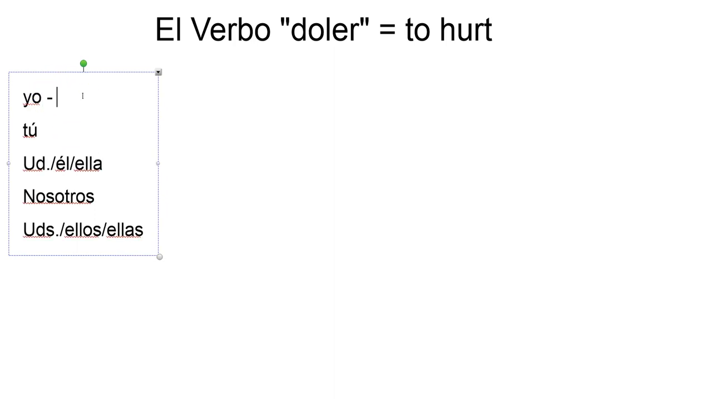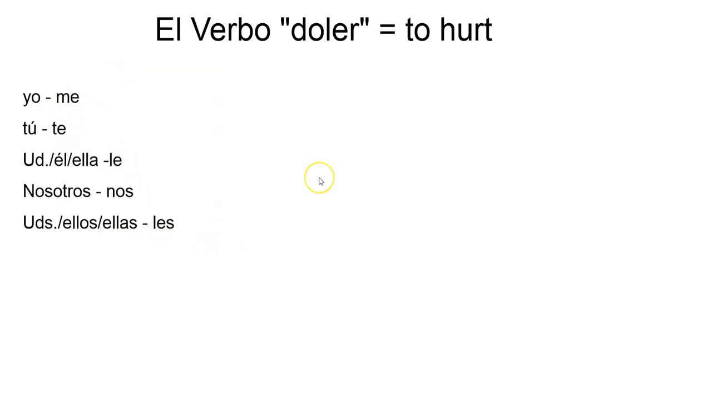Instead of yo, we're going to say me, and we've seen that before. Instead of tú, we're going to say te. We may have seen that before. Instead of usted, él, or ella, we're going to use le. Instead of nosotros, we're going to use nos. And instead of ustedes, ellos, and ellas, all three of those, we're going to use les. These new subject pronouns must be used with el verbo doler.